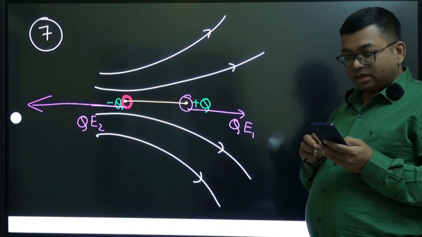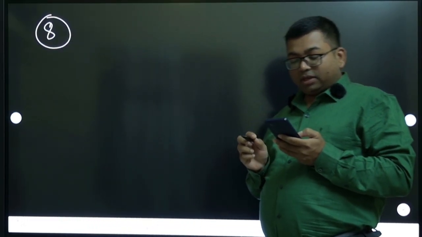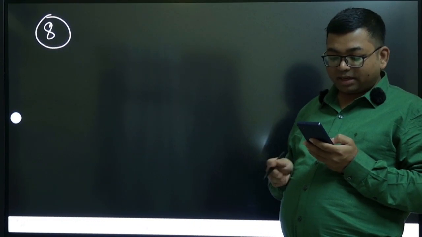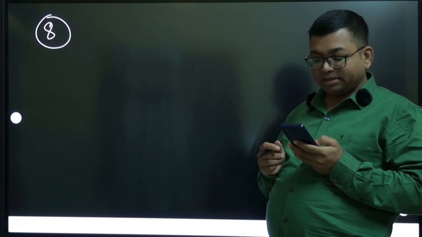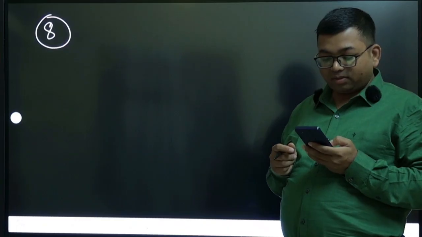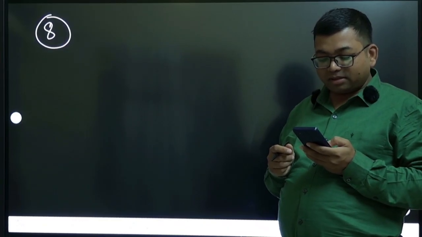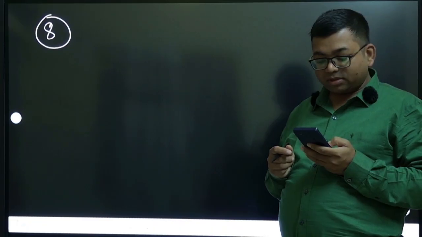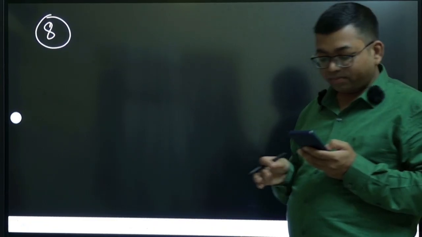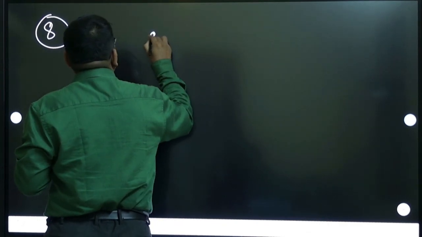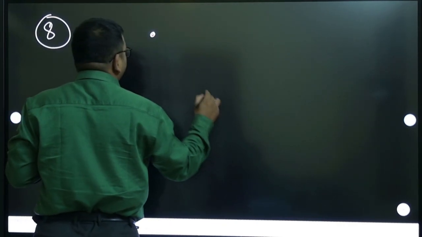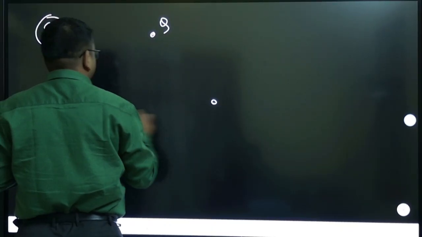The next question is again unattempted, question number 8. Let us go for question number 8. There is an equilateral triangle with identical point charges at the vertices. The length of each side is d. Determine the magnitude and direction of the total electrostatic force on the charge at the top. Very easy question. I don't know why you have left it. I think you have already practiced this type of question.